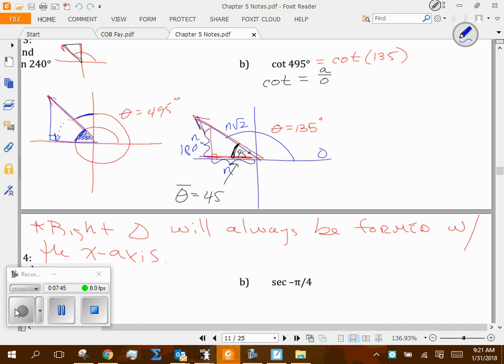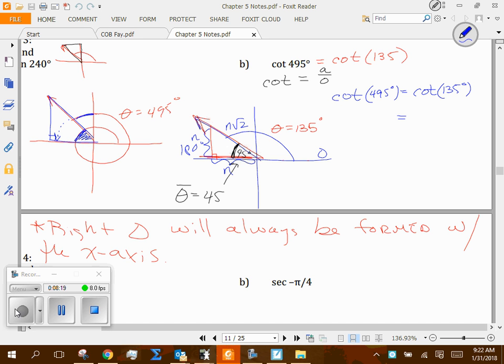When I compare them, it's always going to be, if N was 5, it's going to be 5 over 5. If N was 12, it's going to be 12 over 12. Well, if N is N, it's just N over N, right? And all of those reduce to what? Just 1. Okay? So when I look at the cotangent of 495 degrees, that is equal to the cotangent of 135 degrees, which is equal to, okay?